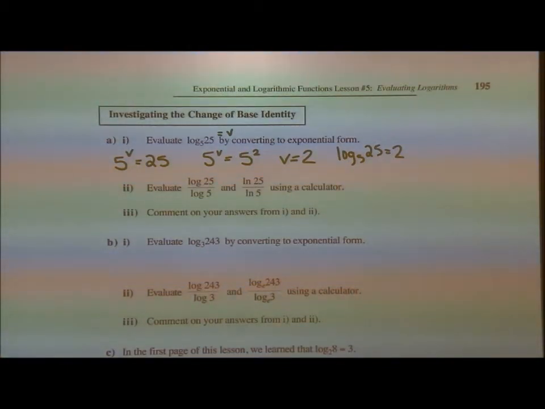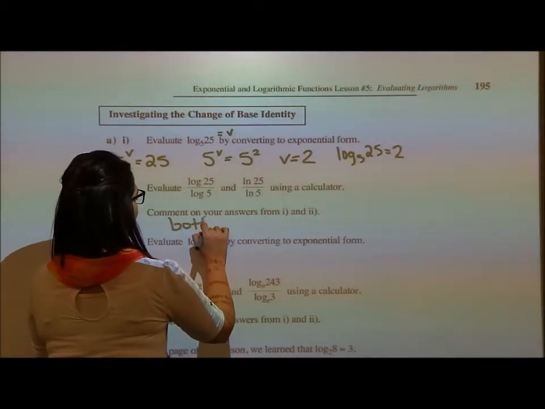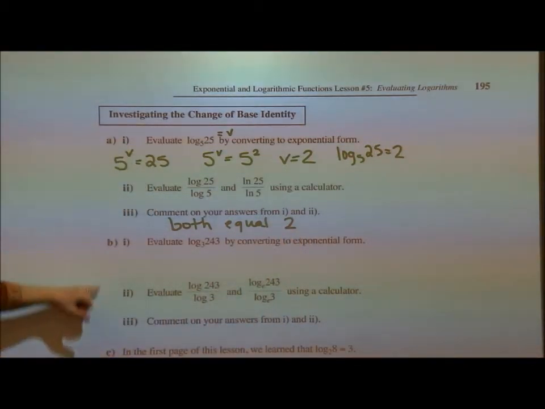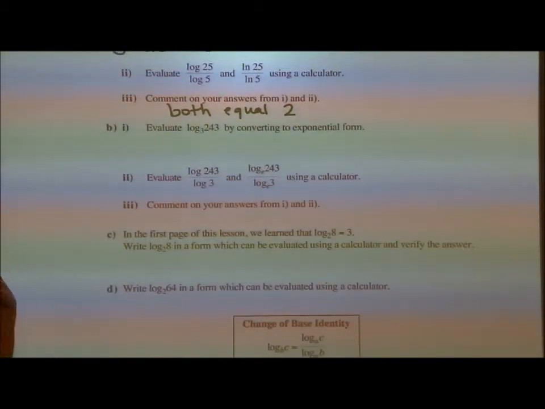What do they equal? They're both equal to. Okay? I want you to do the same thing on B. Take log base 3 of 243, solve it by putting it into exponential form, and then use the calculator for the log form.